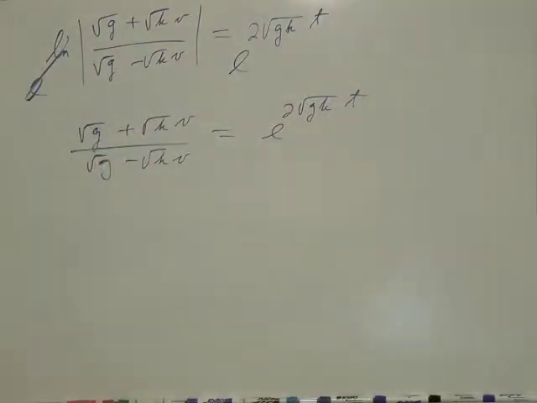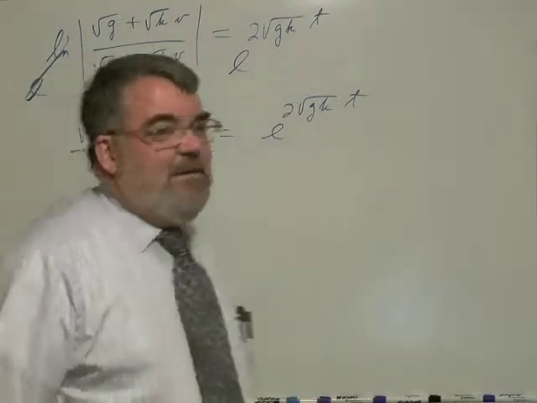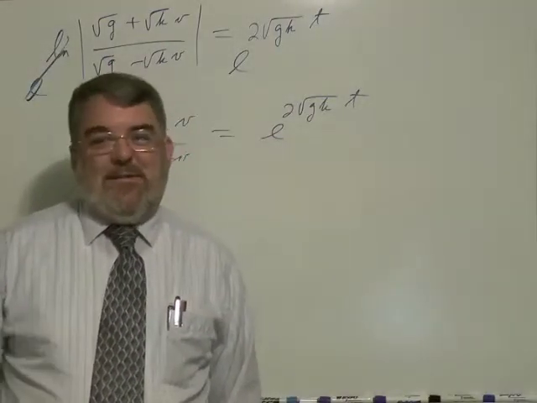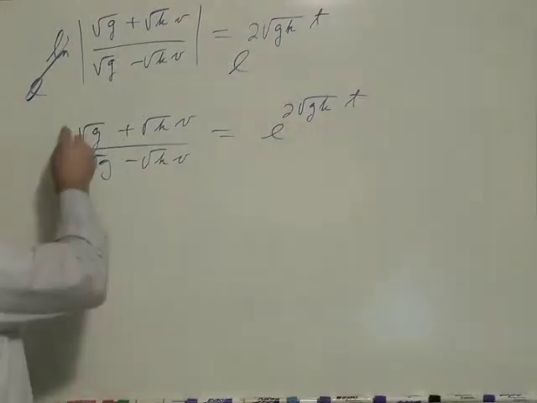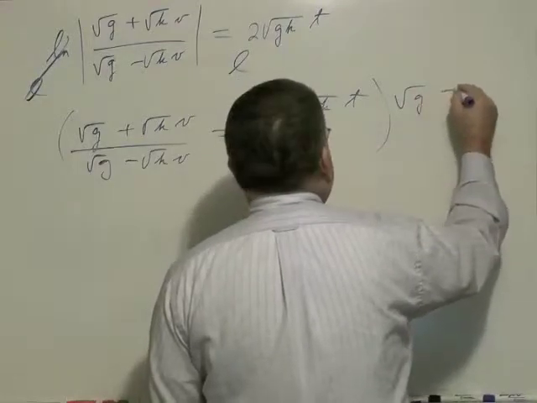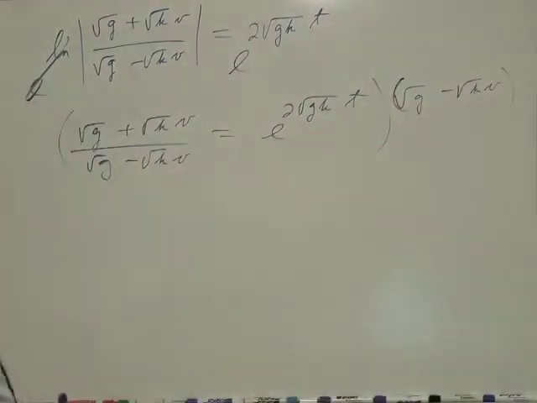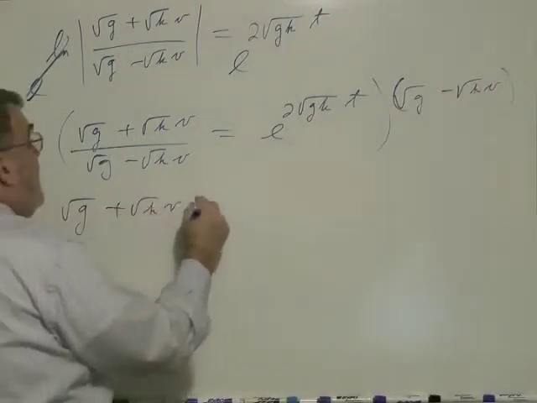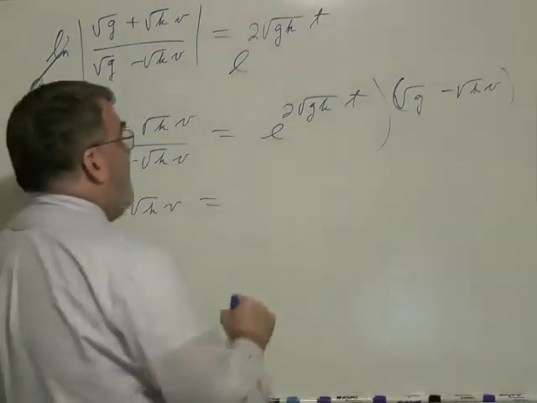Alright, so now we've got some algebra ahead of us to solve for v. And let me just give you a foreshadow: the result for v is going to be pretty interesting. It's going to be an interesting function. So hang with me here. I'm going to clear the fractions. Multiply both sides by the square root of g minus square root of k v. That clears that fraction. So I have the square root of g plus square root of k v is equal to, now I'm going to split these up.